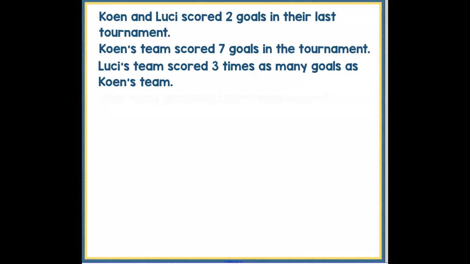Now what do you see in your picture? Talk about it with your elbow partner. Add to your picture. How could we represent that in a picture? What could we use to show what's happening? What do you think is going to happen next? A couple people raise your hand if you think you know what might happen next. Here's their next line. How many goals did Lucy's team score?